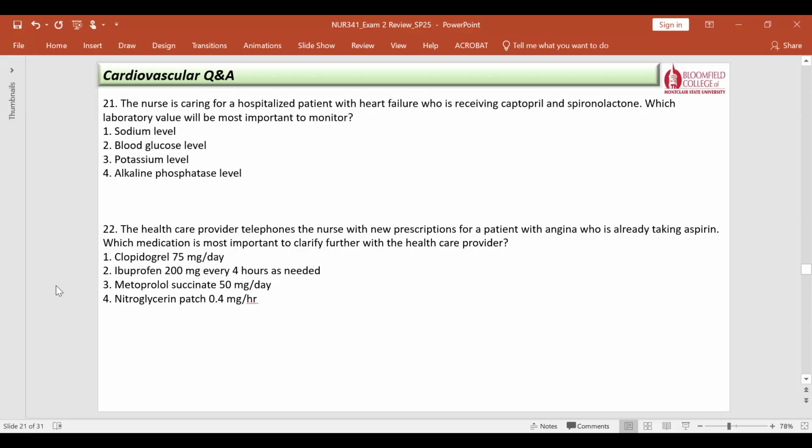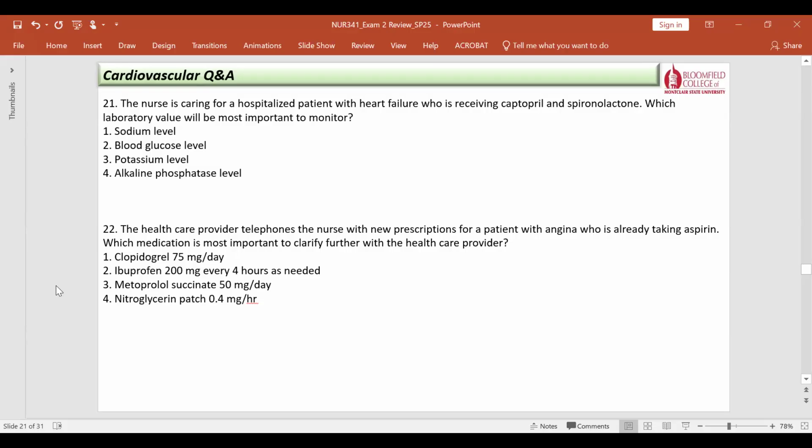Anticoagulant will be... It's correct, but we can have multiple answers here for this question. It will be the clopidogrel 75 and one more medication. That's it. Nitroglycerin. The NSAID, right? Oh, yeah. Ibuprofen every 4 hours as needed.